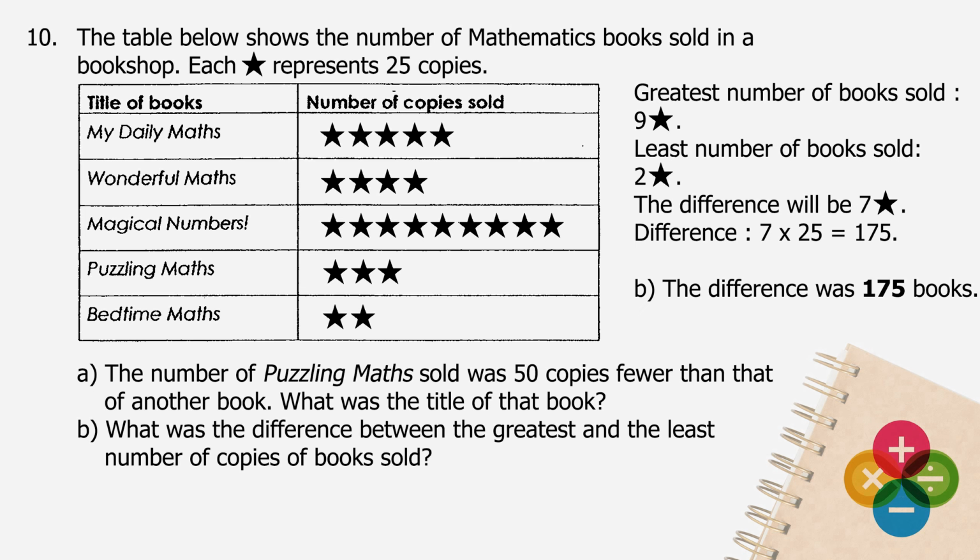The greatest number of books sold will be Magical Numbers, with 9 stars. The least number of books sold will be Bedtime Maths, with 2 stars. The difference between the greatest and the least will be, subtract 2 stars from 9 stars, and the difference is 7 stars. The difference in number of books will be, multiply 7 by 25, and the product is 175. B. The difference was 175 books.